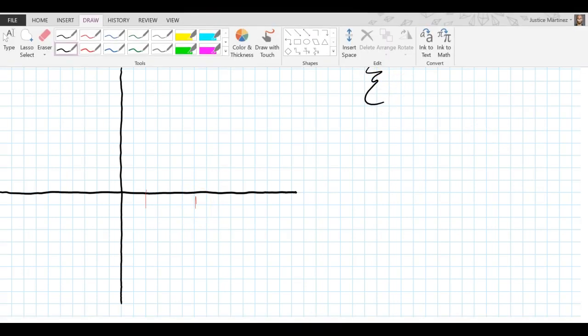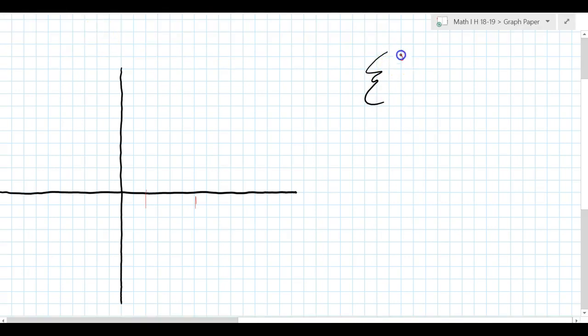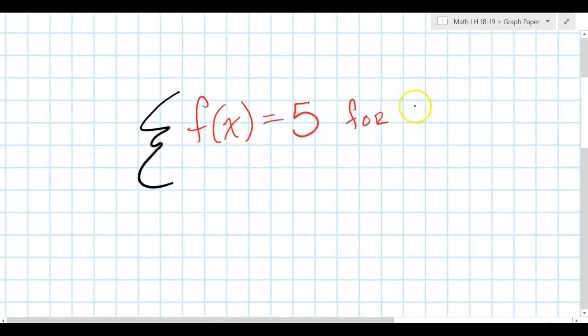The first one we'll do in red is going to be f of x is equal to 5. So we're going to make this very simple. There's no slope. It's going to be a constant function. You can see the poster for that on the wall. And we are going to evaluate this for the domain of 2 is less than or equal to x is less than or equal to 6.